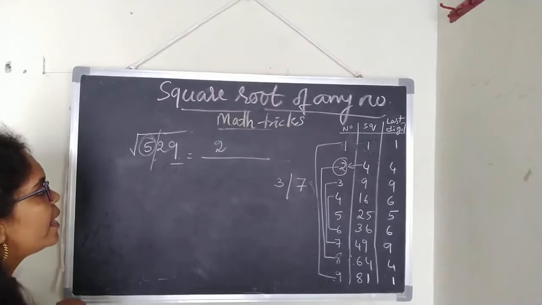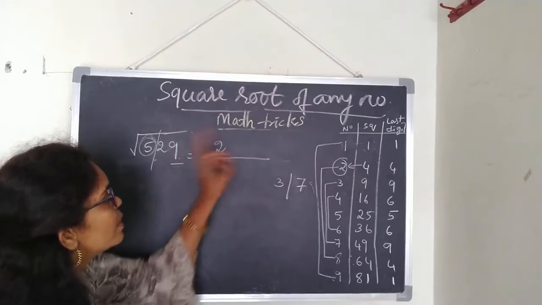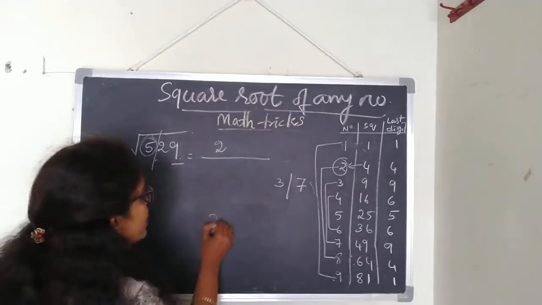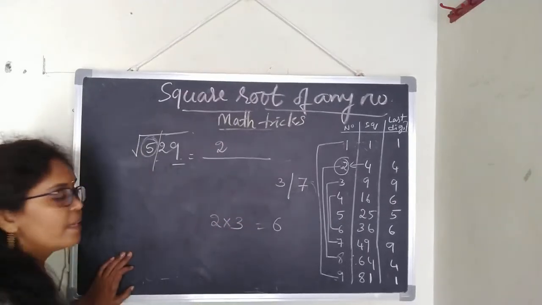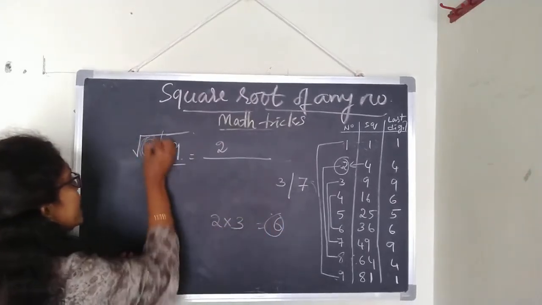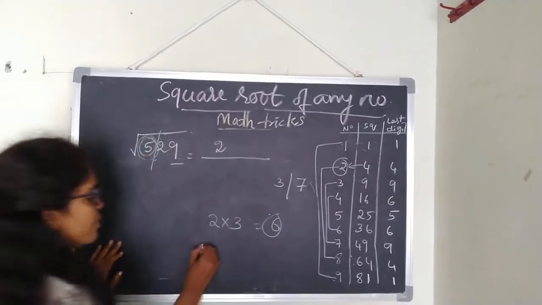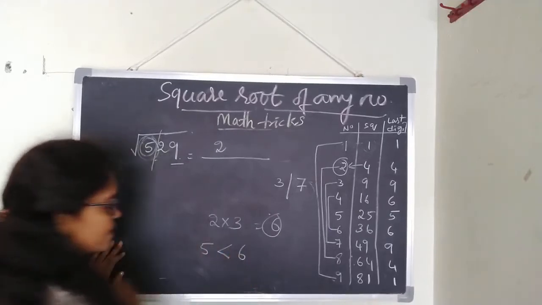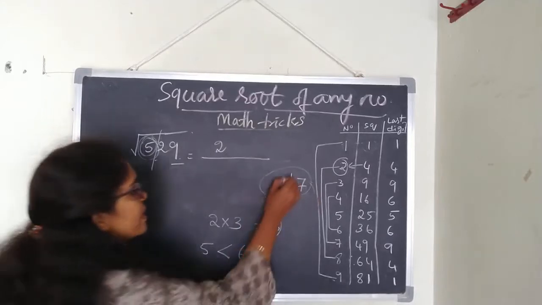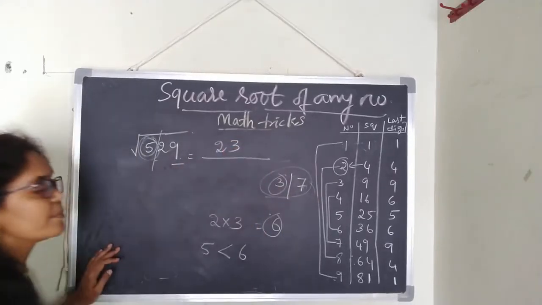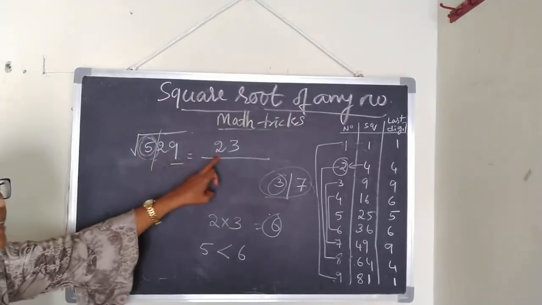And then we have to multiply this number with the next number. What is the next number? 3. 2 3s are 6. Now compare the product value and the first value of the given question. So 5 and 6. 5 is less than 6. In these two numbers, which is the smaller one? The smaller value is 5, so here 3 comes. Square root of 529 is 23.